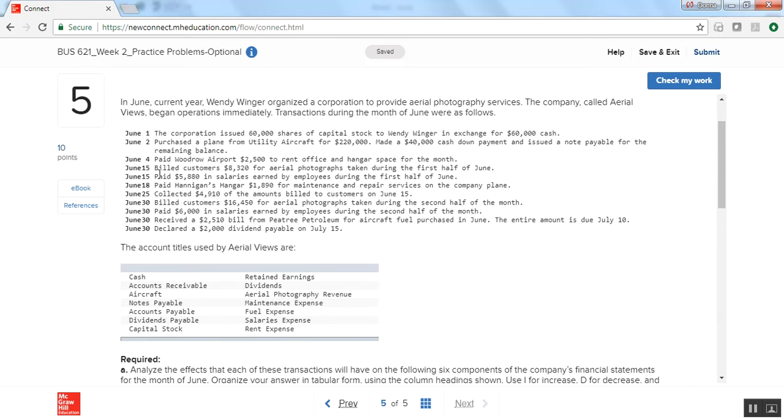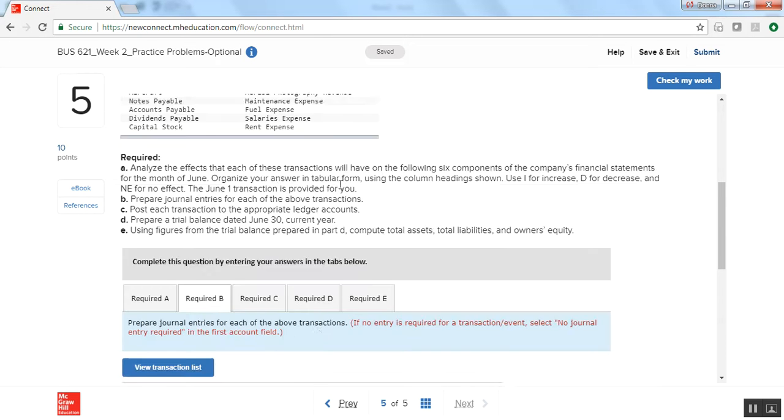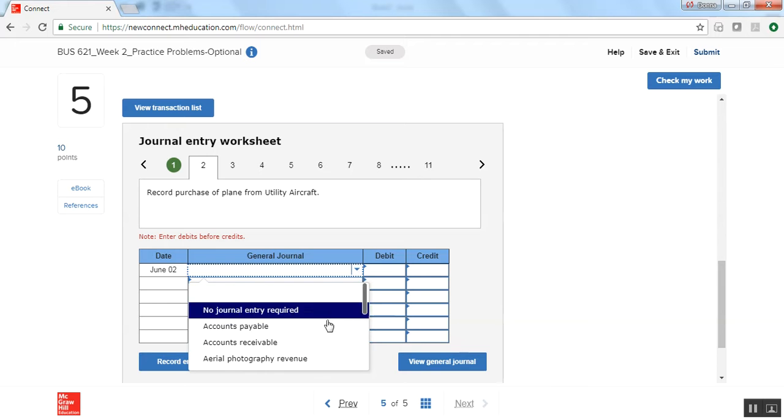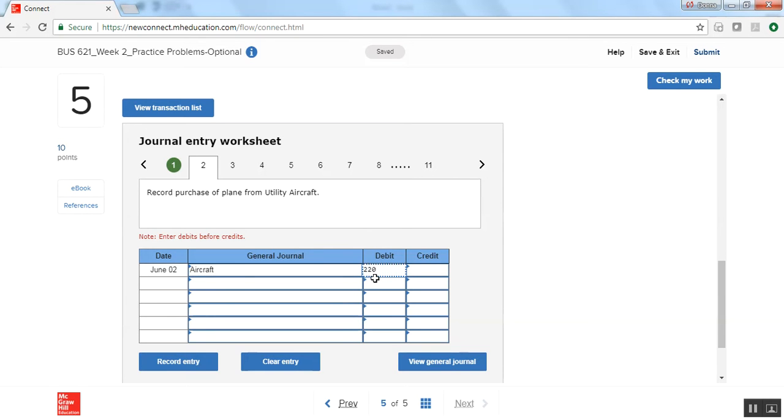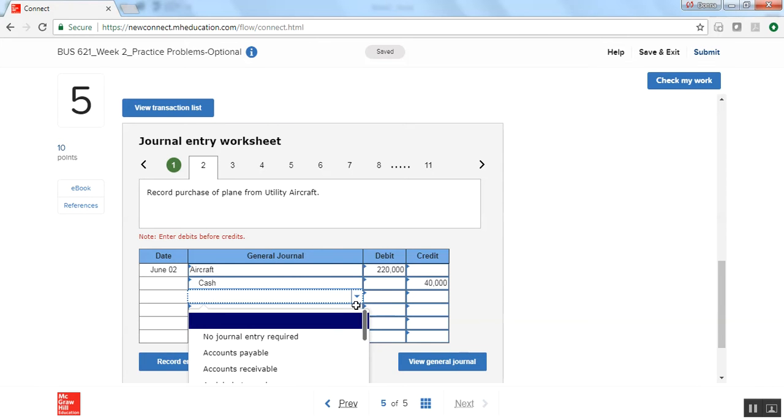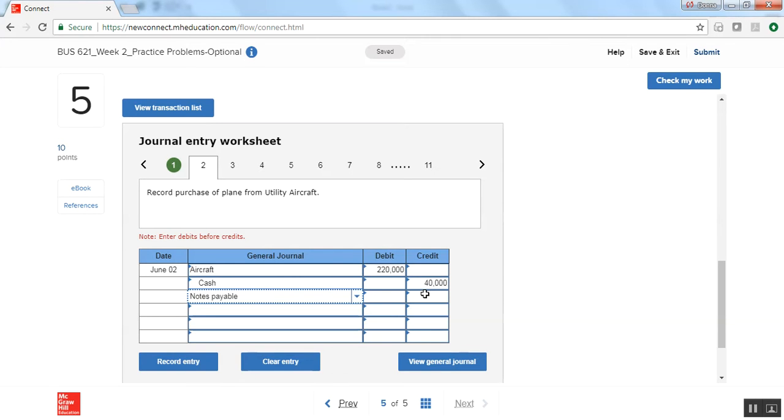So, sorry. And they actually gave you the titles of the accounts that they use. So we purchased aircraft for $220,000. Remember, that's an asset going up. The asset is the aircraft. It went up $220,000. And then we talked about that our cash is going to go down because we paid $40,000 in cash. And we increased our note payable, which is a liability, by $180,000. So you'll see our debits are $220 and our total credits are also $220.